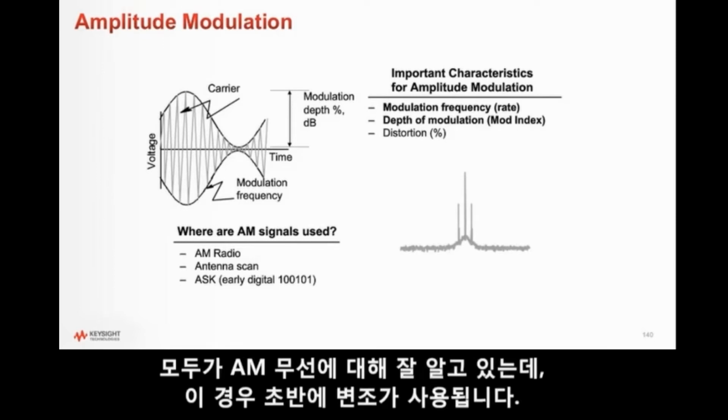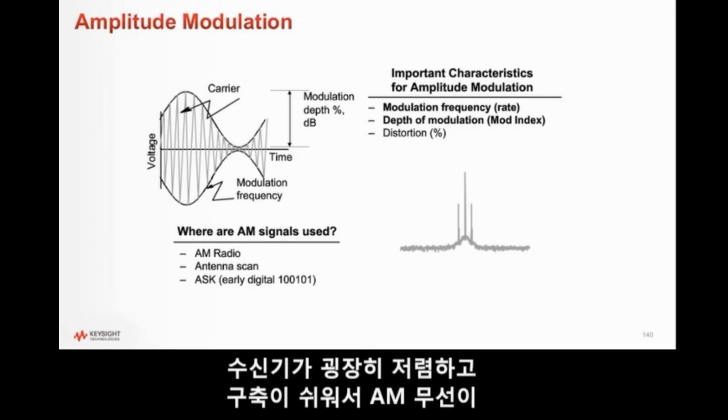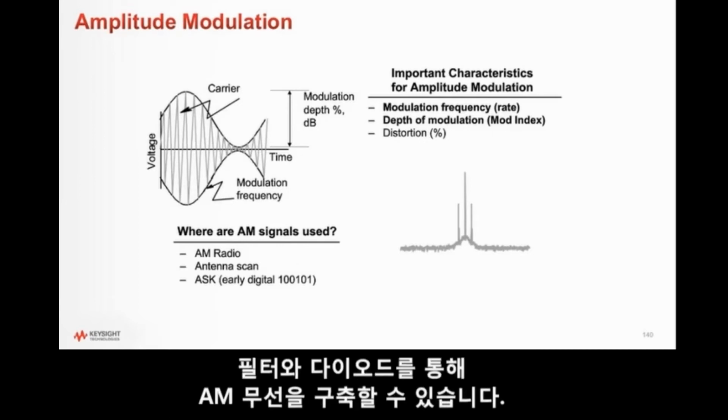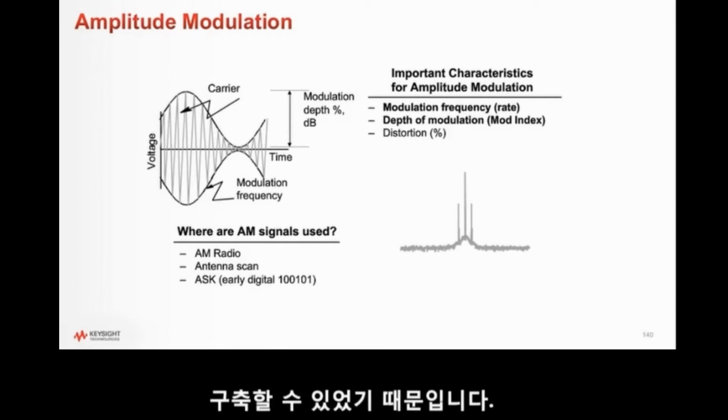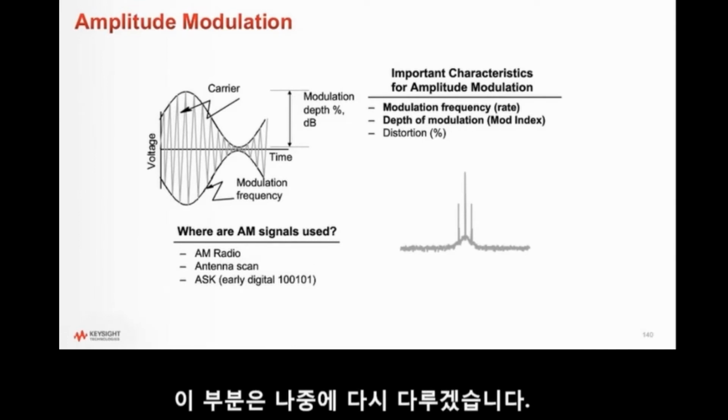AM radio, everybody knows AM radio. Really popular early use of modulation. I think that AM radio was popular mostly because the receivers were so cheap and easy to build. You can build an AM radio with a filter and a diode. So it's not that it's a superior modulation scheme or anything, it's that it was cheap to build. We're going to come back to that later.